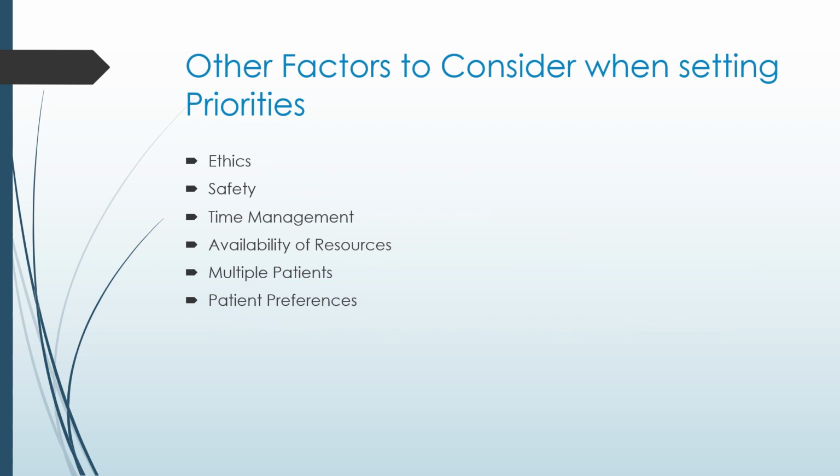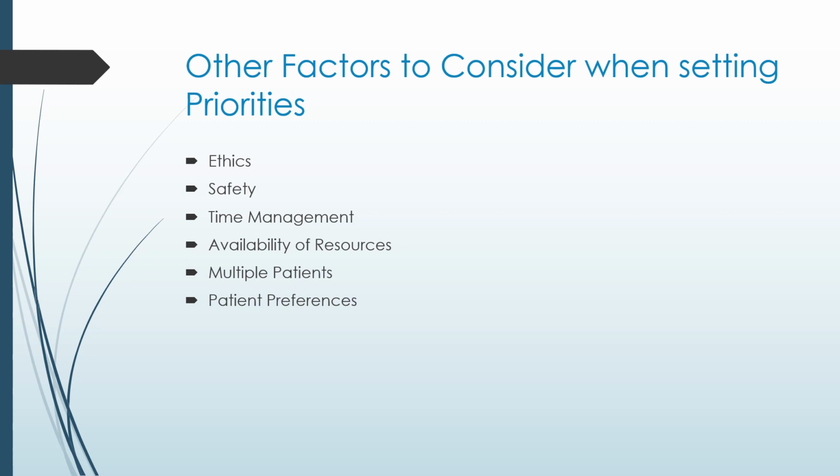Some other factors to consider are the ethics. We need to understand ethics, safety, time management, availability of resources, multiple patients that we're taking care of. I talked about that in patient preferences. But ethics, we have to make sure when we are prioritizing care that we're also treating patients fair across the board. You remember that ethical principle, justice, being fair when it comes into place, okay? I'm prioritizing care, but I'm fair about it, okay?